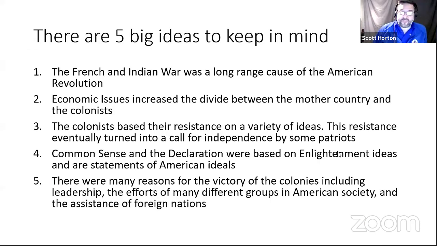So, debriefing, five quick big ideas here. French and Indian War is a long-range cause of the American Revolution. Economic issues increase the divide between mother country and the colonies. The Stamp Act and the Tea Act are a couple examples. Lots of ideas in the background here for the colonials. Two important documents I talked about, Common Sense and the Declaration. And then there are many reasons for the victory of the colonies, which we saw here at the end, and we spent a little bit of time thinking about how all this stuff sort of fits together with what we have.